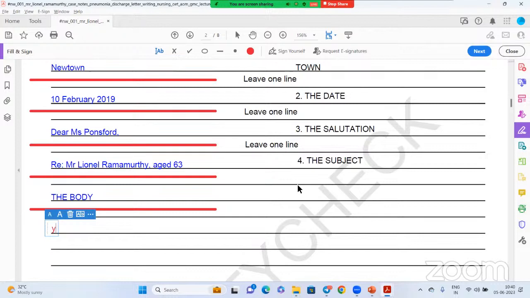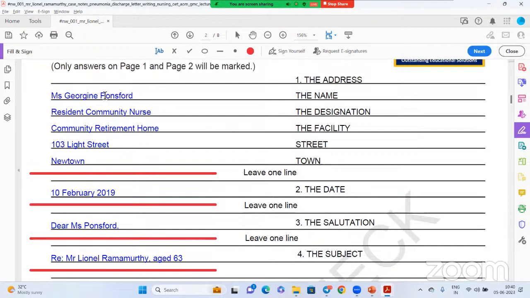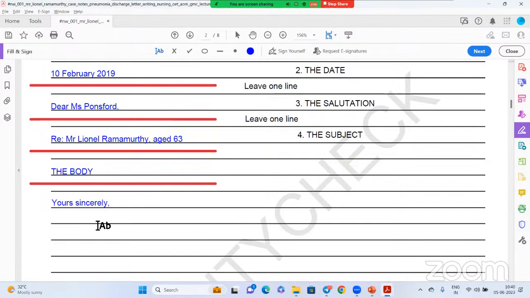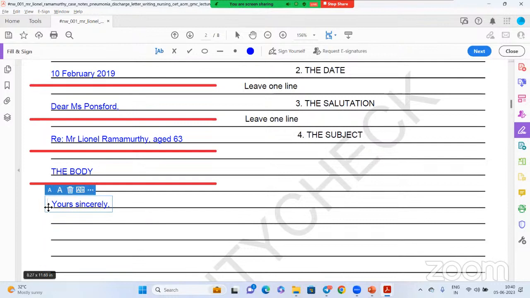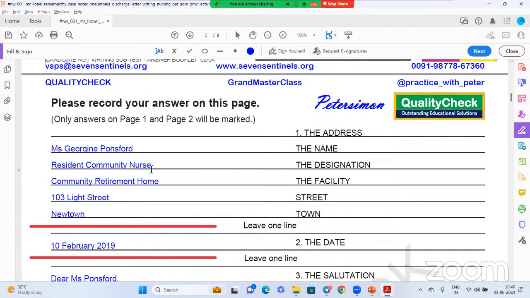Yours sincerely. Why you are saying sincerely? Because the name is given. Georgian Ponsford. The name is given. The first line is the name. Georgian Ponsford. That's why you are saying yours sincerely. Okay. If the name is not given, then you have to say yours faithfully. If you start with this one, Resident Commuting Nurse, no name is there. Then you have to write yours faithfully.